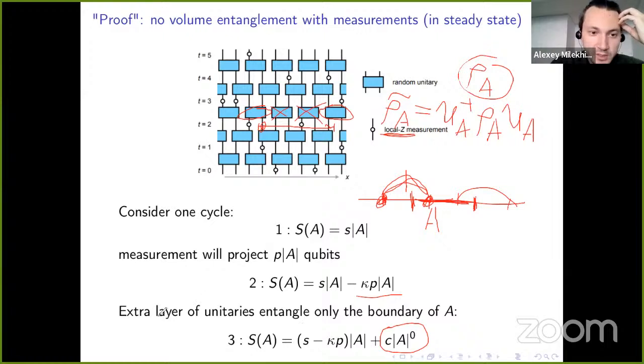And it's very bad because this is just one cycle, right? After 2 cycles, I have to put a factor of 2 here. After 3 cycles, I will put a factor of 3. So it becomes clear that in a steady state, I cannot have volume law entanglement, because after each cycle I decrease the amount of entanglement by a volume law amount because of this kappa p, but I increase it only by an order 1 amount.